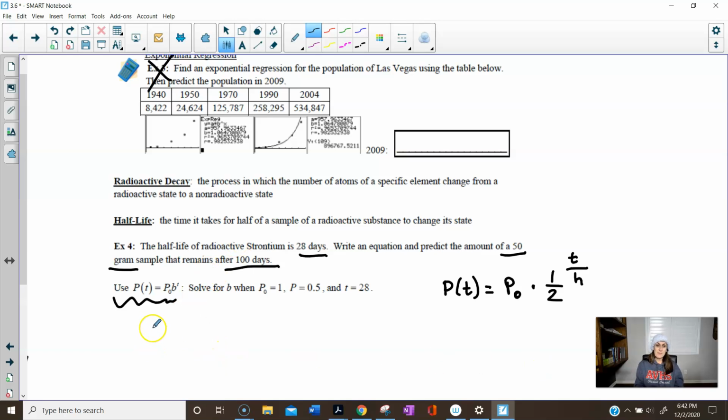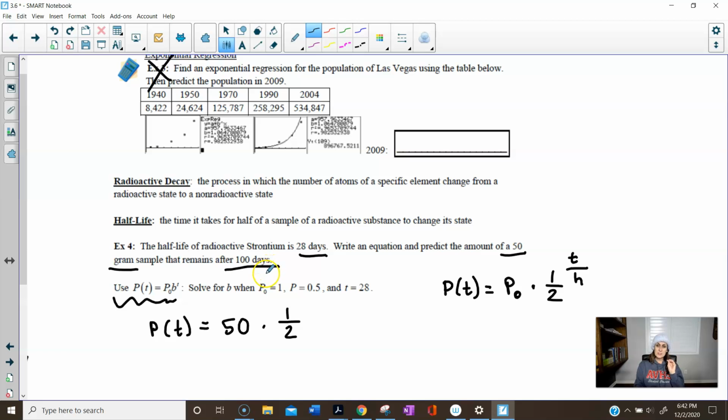So looking at this problem, we're looking for P of T. The initial amount is we're starting with a 50-gram sample. Our rate is going to be a half-life, so it's a half. And we're going to raise that to, it says it takes 28 days for it to be cut in half, and we want to know how much is left after 100 days.